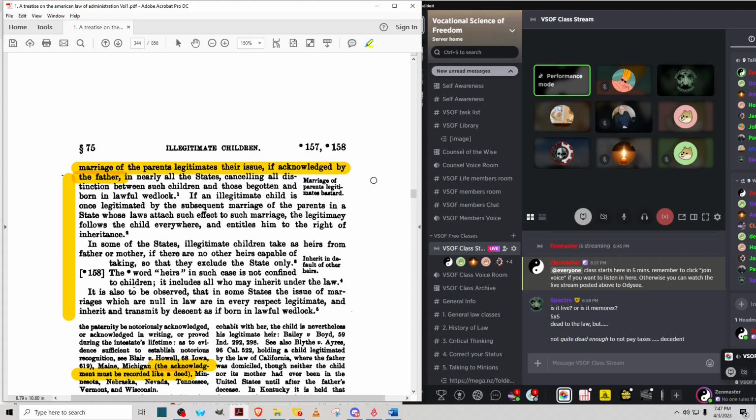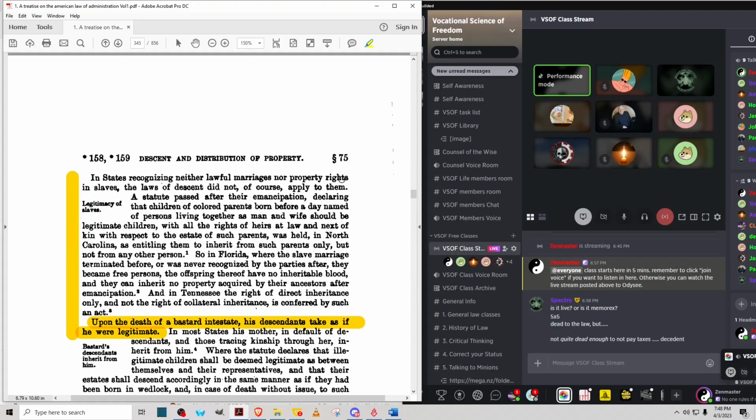The word heirs in such case is not confined to children. It includes all who may inherit under the law. So you can call somebody else your heir in your last will and testament that doesn't necessarily have to be your children, okay? And then that counts as the word heir. It is also to be observed that in some states, the issue of marriages, again, the creation of children of marriages, which are null in law, are in every respect legitimate, and inherit and transmit by descent, as if born in lawful wedlock.